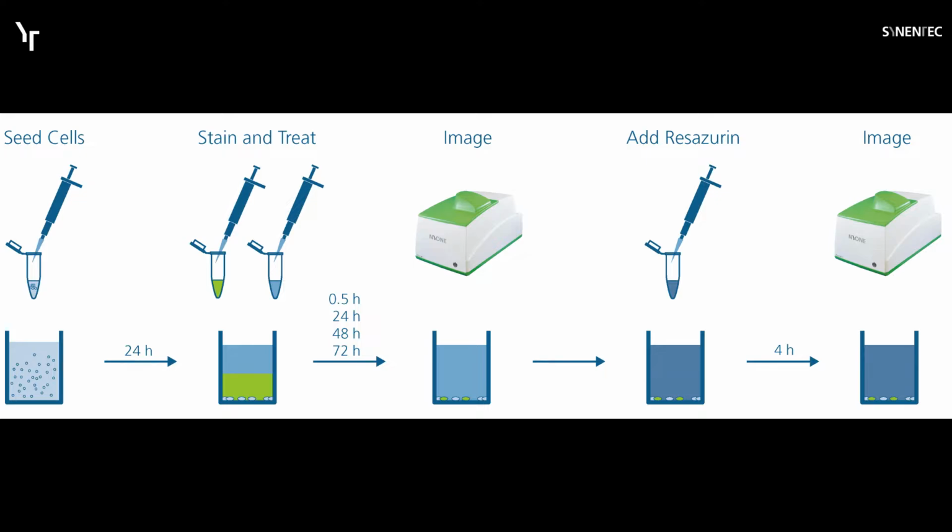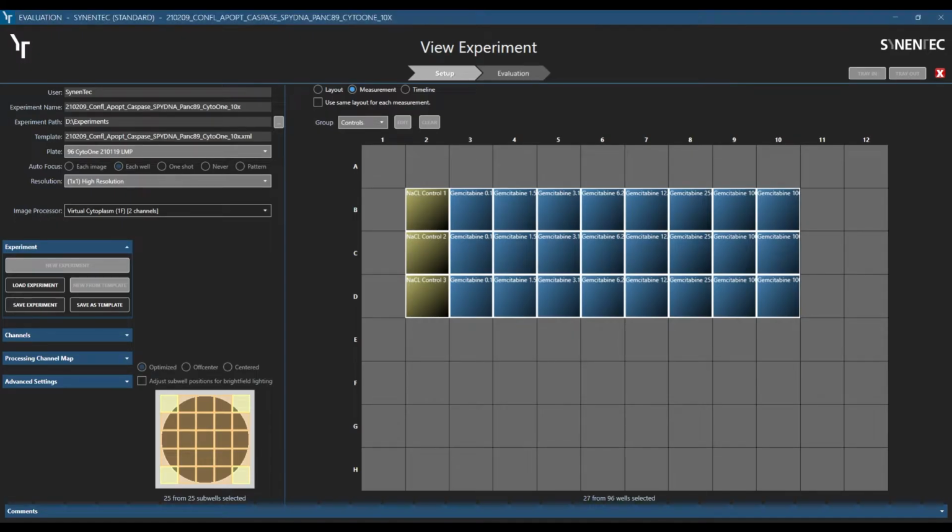After 24 hours, we added a staining solution containing the two dyes in medium and a treatment solution containing various concentrations of the chemotherapeutic drug gemcitabine. Half an hour after the addition of the dyes and treatment, we started the first measurement and imaged daily for 72 hours. Here you see an example experiment directly in YT software.